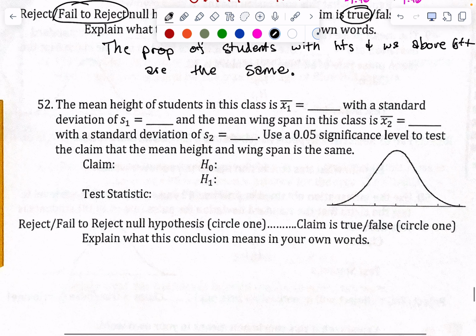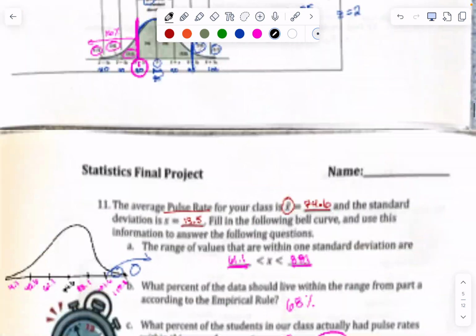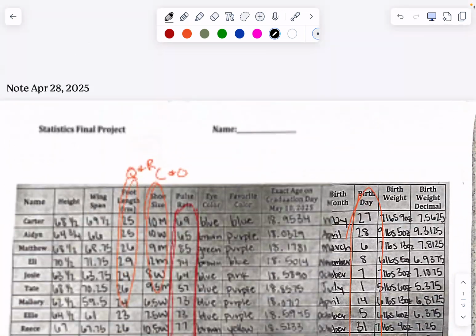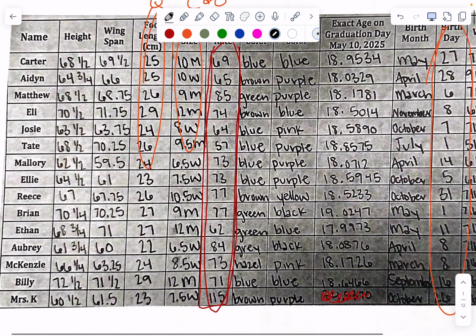All right, we ready for 52? We gotta do a little bit more work because guess what? We need the height average and standard deviation, and we need the wingspan average and standard deviation. Okay, are we doing this with me or without me? Let's go without me. Does somebody want to do wingspan and somebody want to do height? I'll do the height. You're gonna do wingspan? Ellie can read height to me.